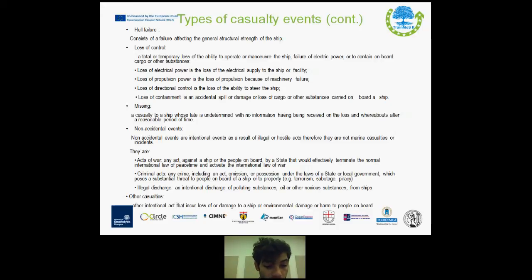Finally, you have the last type of casualty events category, classified as other casualties, where other intentional acts incur a loss of or damage to a ship or environmental damage or harm to people on board.